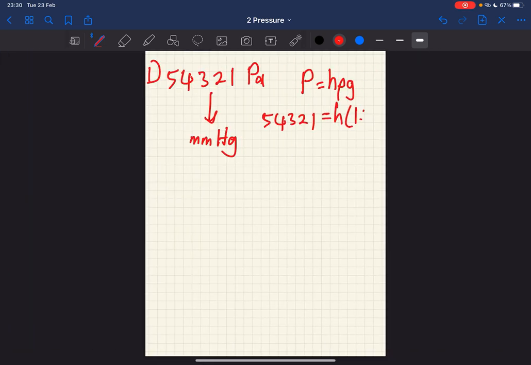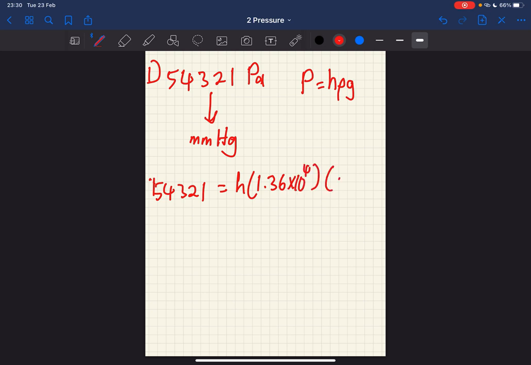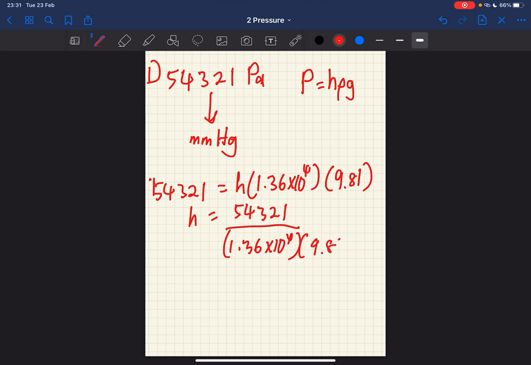So 1.36 times 10 to the power of 4. Oh, not enough space. Let's change here. So 54321 equals H times 1.36 times 10 to the power of 4 times gravity. So what is H? H is 54321 divided by 1.36 times this one. And you get the answer.